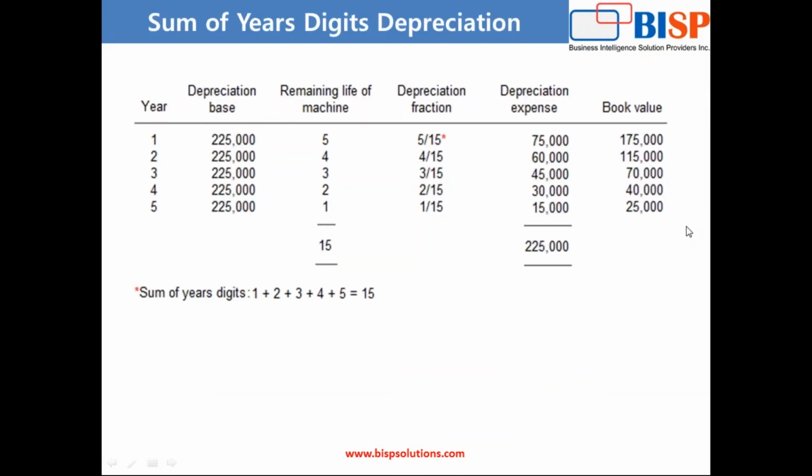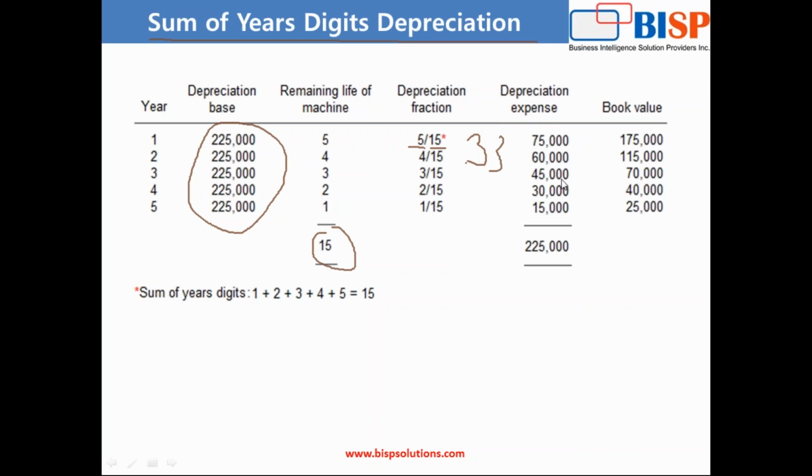Sum of digit depreciation is also another way of calculating depreciation. The machinery which you want to depreciate, the base value of the machinery is 225, and it is assumed it has 5 years of life. So you sum up the 5 years, and therefore it is called sum of year digit depreciation. When you sum them up, it is 15. 1 plus 2 plus 3 plus 4 plus 5 is 15, and you divide by the year. So 5 divided by 15 is 33%, right? And you multiply 33% of this.